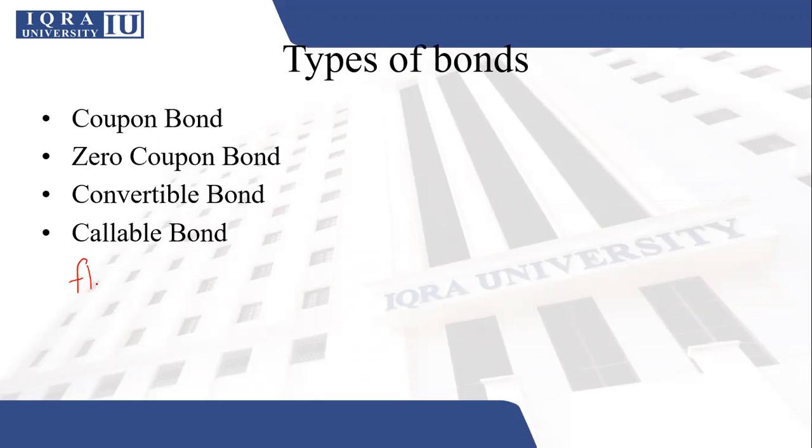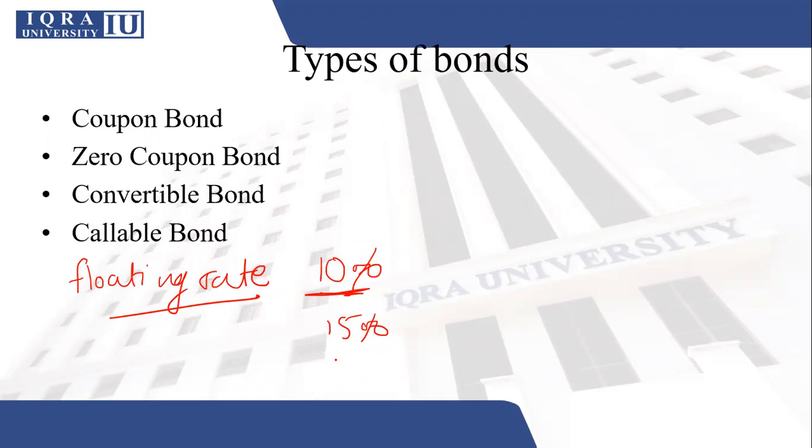So floating rate bonds are those bonds in which the coupon rate is not fixed. It's not going to be just 10% over the whole duration. It's going to float with the market. It's going to keep on changing with the market. So it might go to 15%, then it might go to 13%, depending upon the ongoing rate.